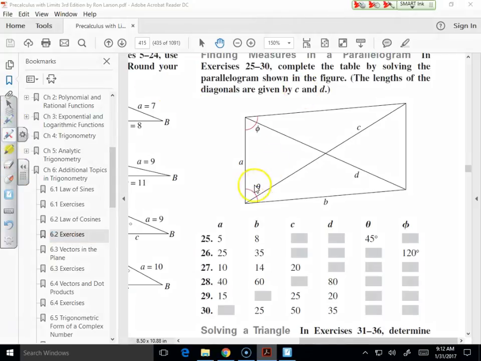Okay, so for number 25, we know A is 5. We know B is 8. And we know beta, this entire thing, is 45. This is the right problem, right? We're looking for C and for D and for B hypotenuse. How do you figure out what's supposed to be said? 5.